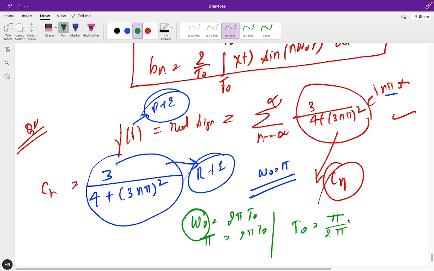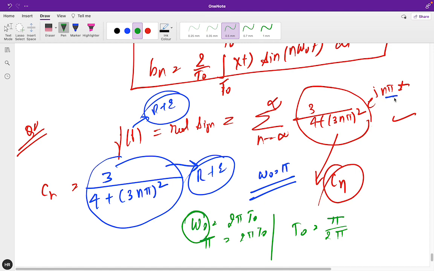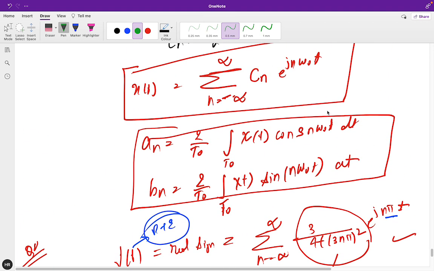See, you have an f of t signal, that is a real signal, and we need the time period. It is 3 divided by 4 plus 3 and pi the whole square, e power j n pi t. So pi t means what? We are just comparing these two things. Cn value is 3 divided by 4 plus 3 and pi the whole square, and n omega naught t. So everything is matching, and omega naught value is pi.